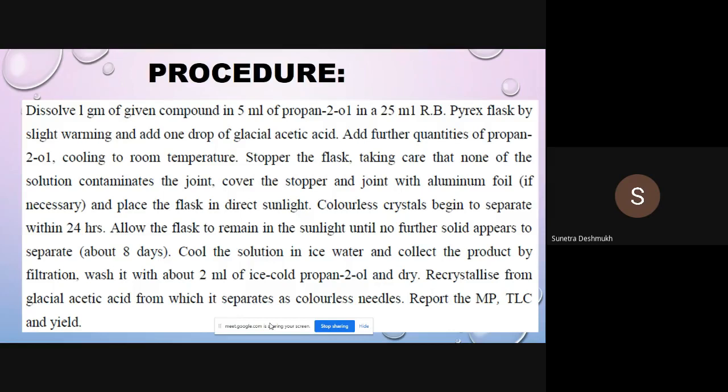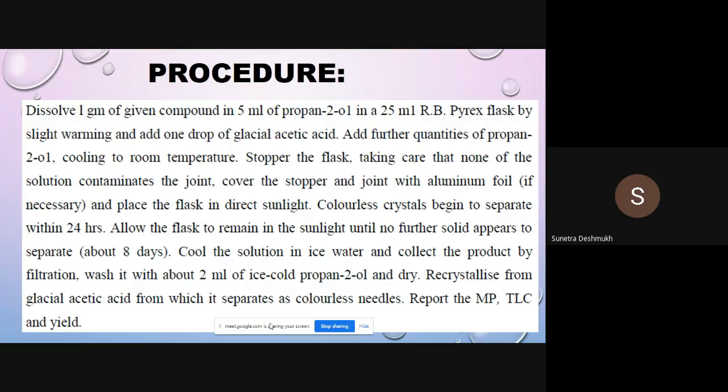And you have to place this flask in direct sunlight. So you can keep this flask on your terrace or in an open place where the solution can receive direct sunlight. Okay, so colorless crystals begin to separate within 24 hours. This time may extend; sometimes we need 1 week to form the crystals of benzpinacol. Allow the flask to remain in the sunlight until no further solid appears to separate.